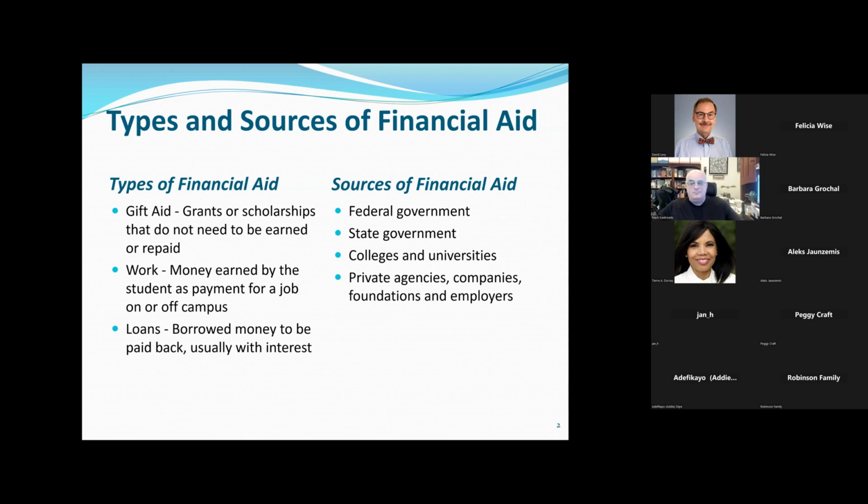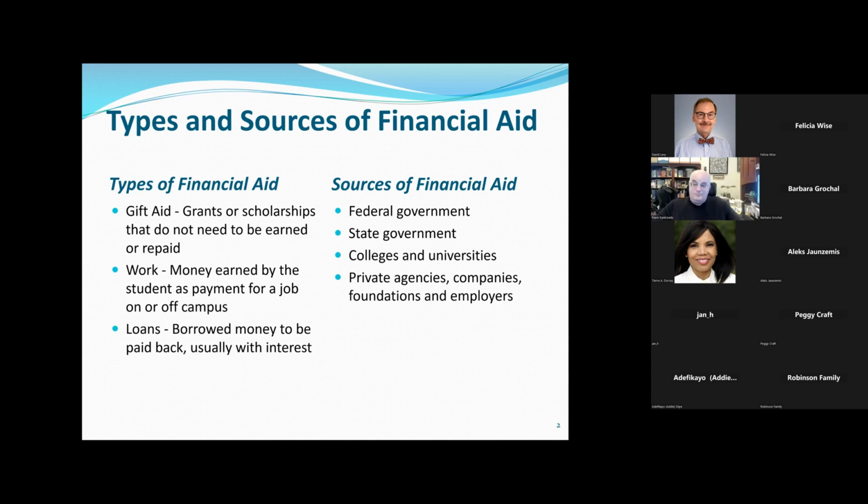Let's talk now about the sources of financial aid. There are several different sources of financial aid, including the largest being the federal government, state government, as well as the colleges and universities themselves. Private agencies, companies, foundations, and maybe even the students' parents and employers may provide scholarships for college. Though important, these sources provide less than 6% of the total financial aid awarded to students.